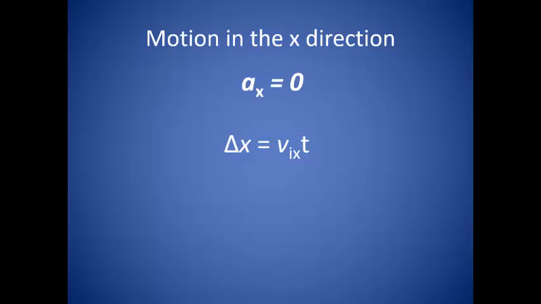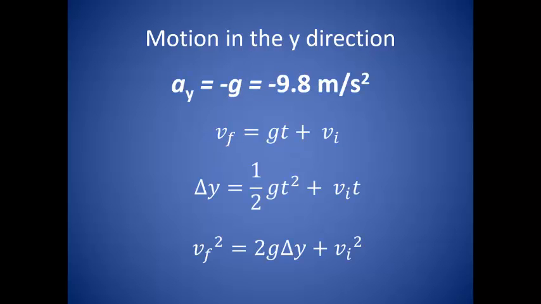Now in the x direction, we know that the horizontal velocity remains constant, so acceleration in the horizontal direction is equal to 0. Since we have a constant velocity, any math that we want to do that describes the horizontal motion of our projectile needs to use our constant velocity equation. In the y direction, we know that the ball is accelerating due to gravity at a rate of 9.8 meters per second squared. So any math that we want to use to describe the vertical motion needs to include the acceleration due to gravity.